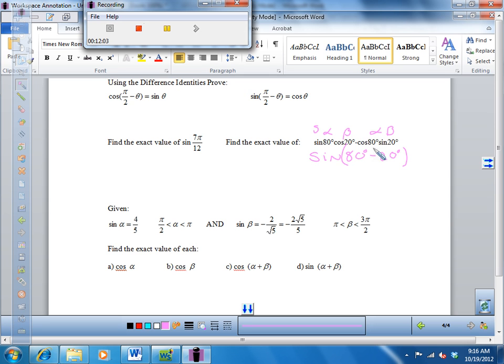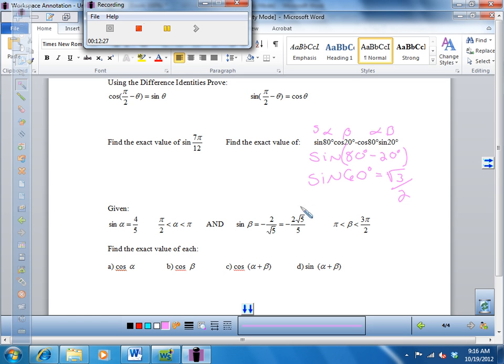And so here, this is equivalent to sine of 80 minus 20, and what's 80 minus 20? 60. So it's just sine of 60 degrees, which you should know is root of 3 over 2. Okay? Root of 3 over 2. So that's how you do this one. This one you just kind of have to recognize, oh, that's one of my formulas. I can go backwards and rewrite it like this.